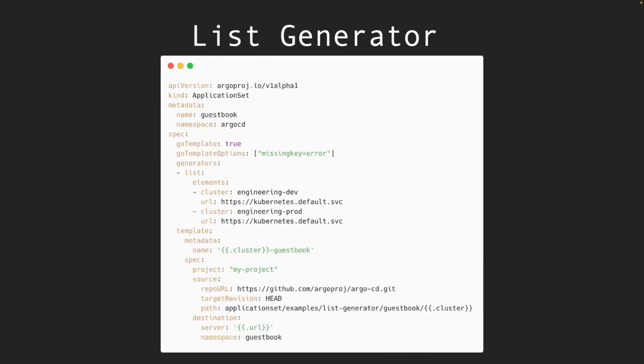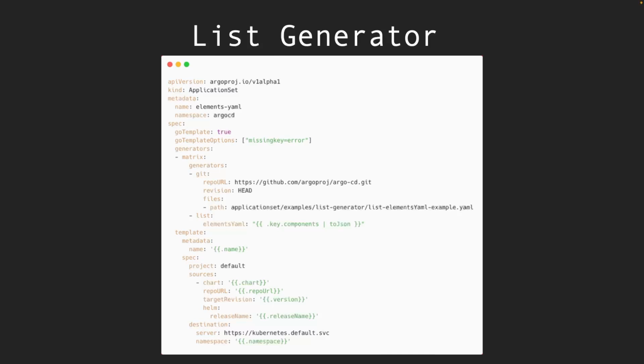So as we can see here, we use templating. So we have a list of elements, and after we pass these values to our template, application set will spawn two applications. These are engineering dev guestbook and engineering prod guestbook, and we'll deploy them to their respective clusters. In essence, application set walks through the given items in the list generator using a loop and supplies the resulting values to the template of the application.